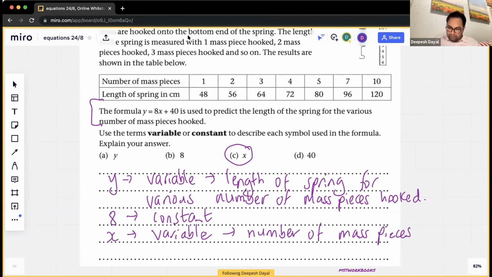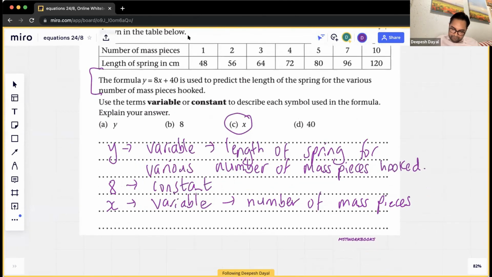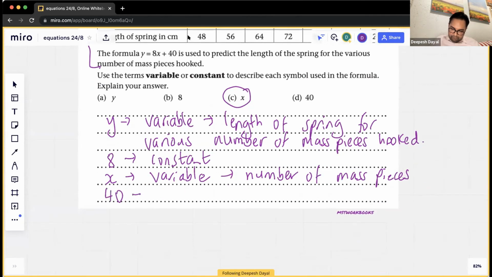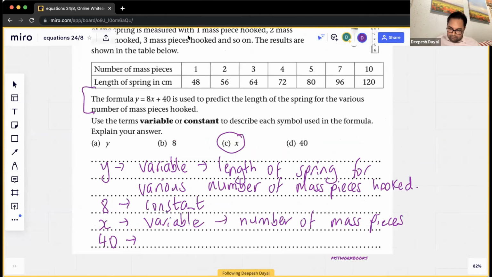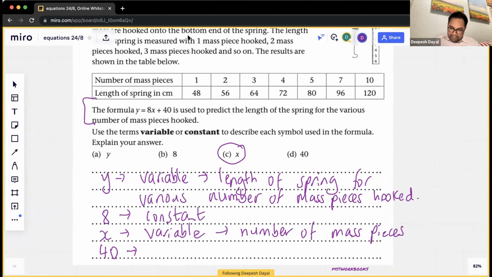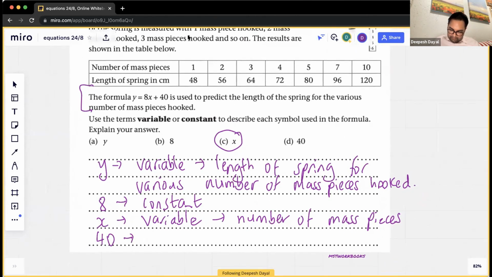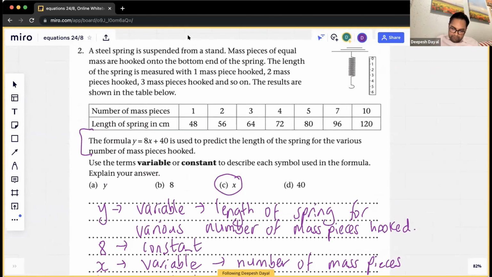And lastly, 40. What is 40? Constant, sir. It's a constant, but what does it tell us? If you plug in 0 in the place of x, that means we've got no masses, right? That means we'll end up with 40. So what does that mean? It's the original length of the spring.